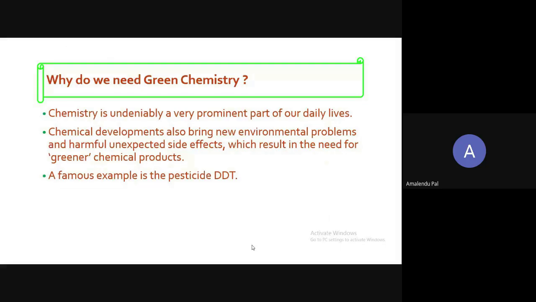Why do we need green chemistry? Chemistry, as we know, is a prominent part of our daily life.